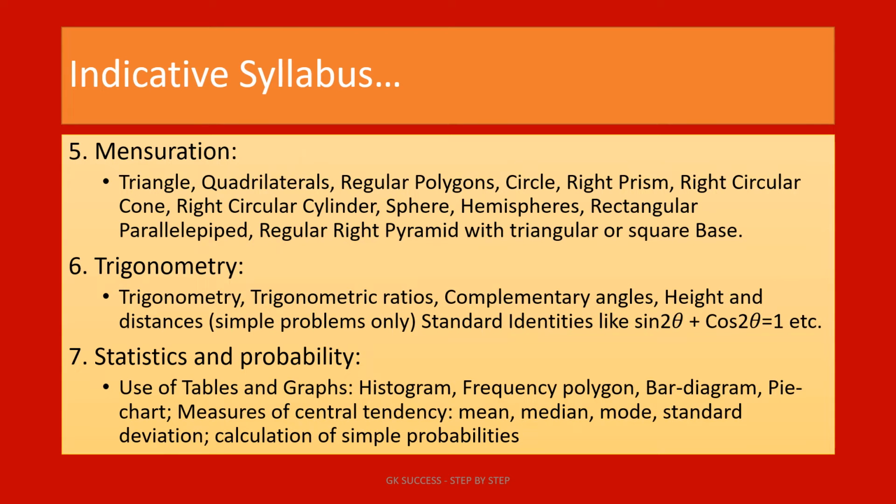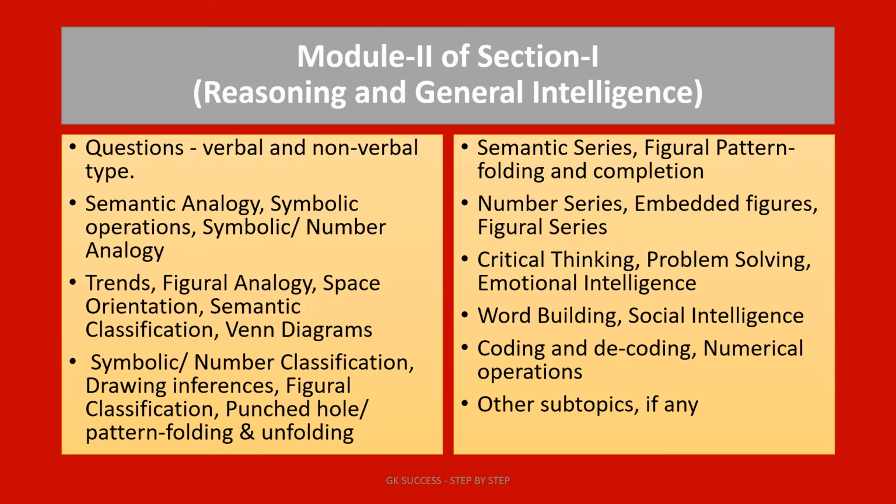Under mensuration, trigonometry and statistics and probability, questions will be as we have seen in Tier 1, but the nature of questions will be different. In respect of Module 2 of Section 1, Reasoning and General Intelligence, the topics will be the same as covered by Tier 1, but the nature of questions will be tougher in Tier 2 examination.